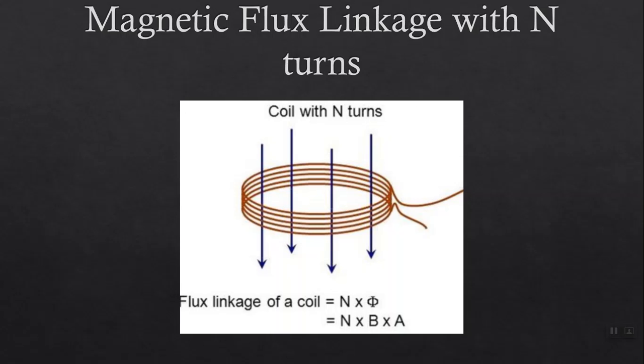So we learned that magnetic flux is magnetic flux density multiplied by area. That is per one turn. So if there are N turns, you multiply it by N. Then we get magnetic flux linkage with N turns of a coil.